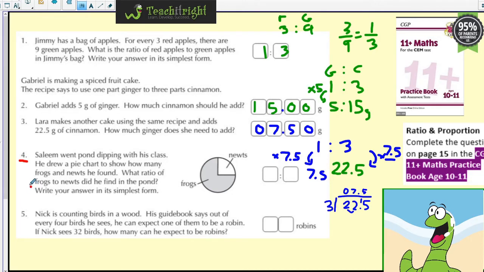Salim went pond dipping with his class. He drew a pie chart to show how many frogs and newts he found. What ratio of frogs to newts did he find in the pond?